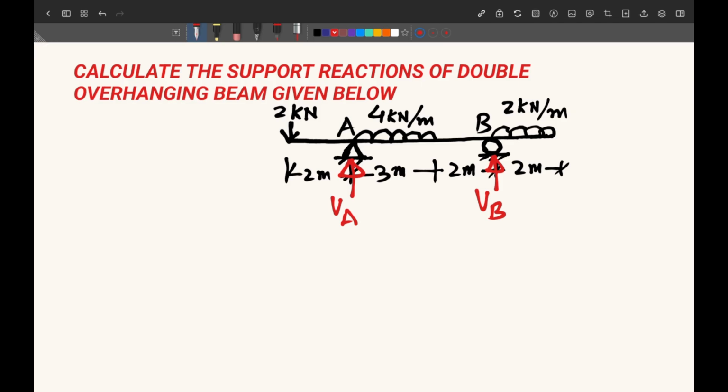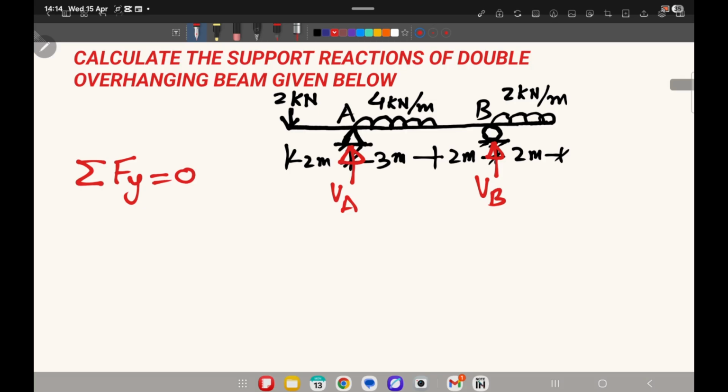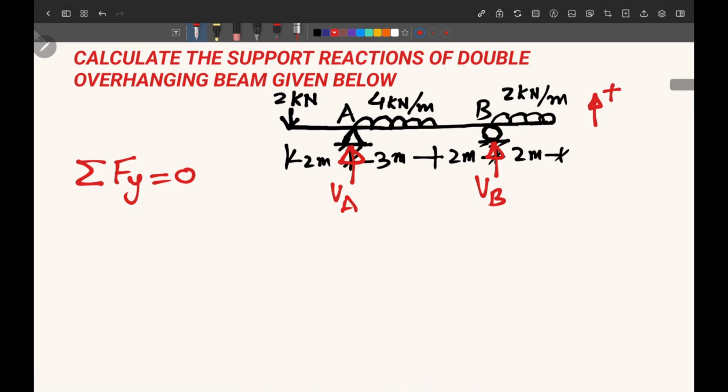And to calculate the support reactions, we have to apply our equations of static equilibrium. So first of all, this is sigma Fy is equal to 0. Sigma Fx is not required because there is no horizontal loading. So from here, when we say sigma Fy equal to 0, we will look for all the forces in y direction. So forces in y direction are the two reactions which are acting upward. So upward forces we are taking as positive and downward forces are taken as negative.